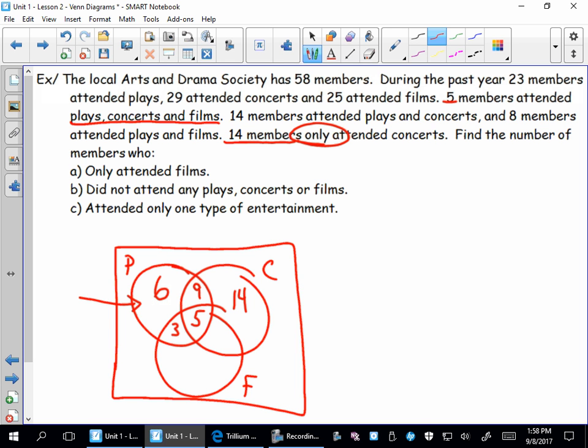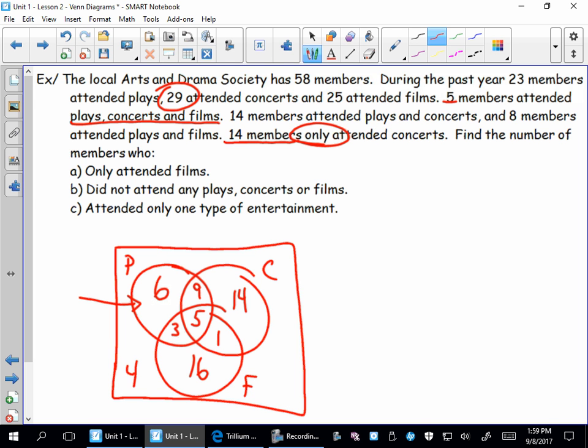Okay, back to our Venn diagram, subtracting again. I got 29 who did concerts, but I've already included some. I've got the 5, the 9, and the 14. That's 28, which leaves me 1 for this. And then the films, I'm supposed to be 25. We have 9, so we're left with 16. Check to see if it adds up. We add 6, 9, 14, 3, 5, 1, and 16. Doesn't come out to 58. It comes out to 54.